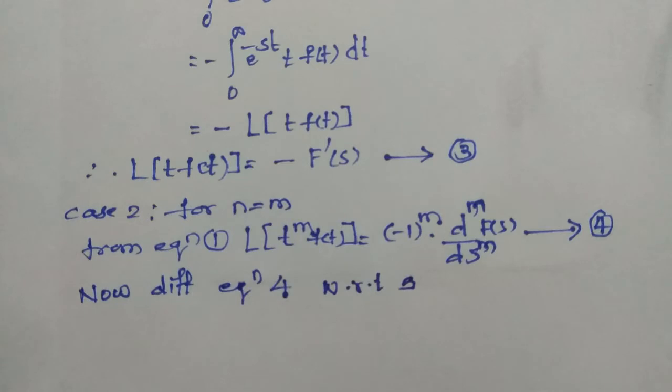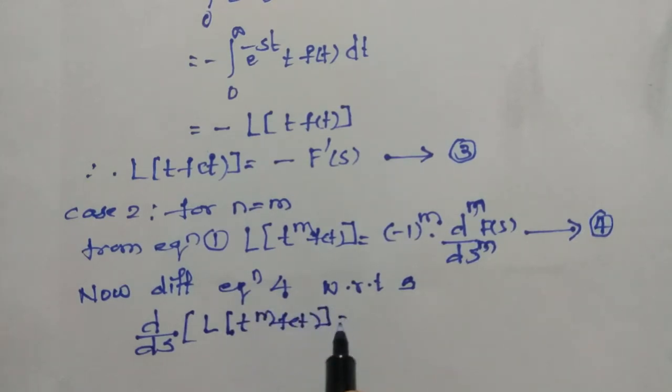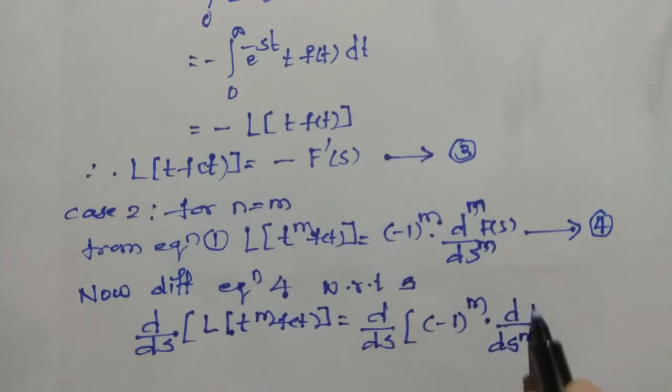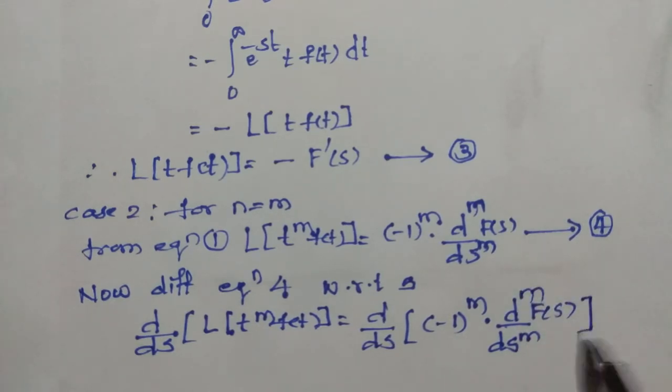Okay. Now we have d by ds of Laplace of t raised to m f of t is equal to d by ds of minus 1 raised to m into the mth derivative of the function f of s. Right?